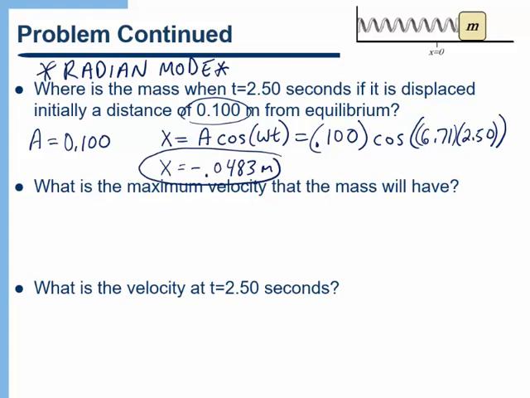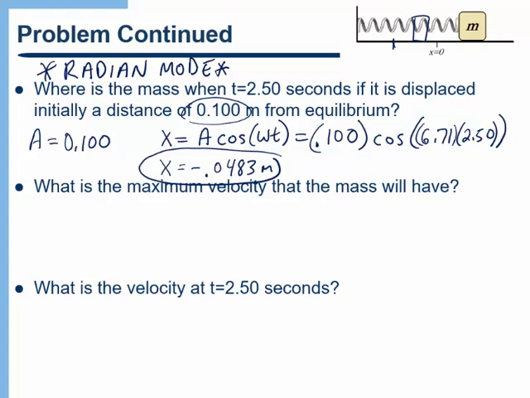You'll also notice that where the object is right now is about halfway to the farthest point it goes to the left. So in other words, we know that the maximum displacement to the left is negative 0.1. It's about halfway there. So our mass is right about here.